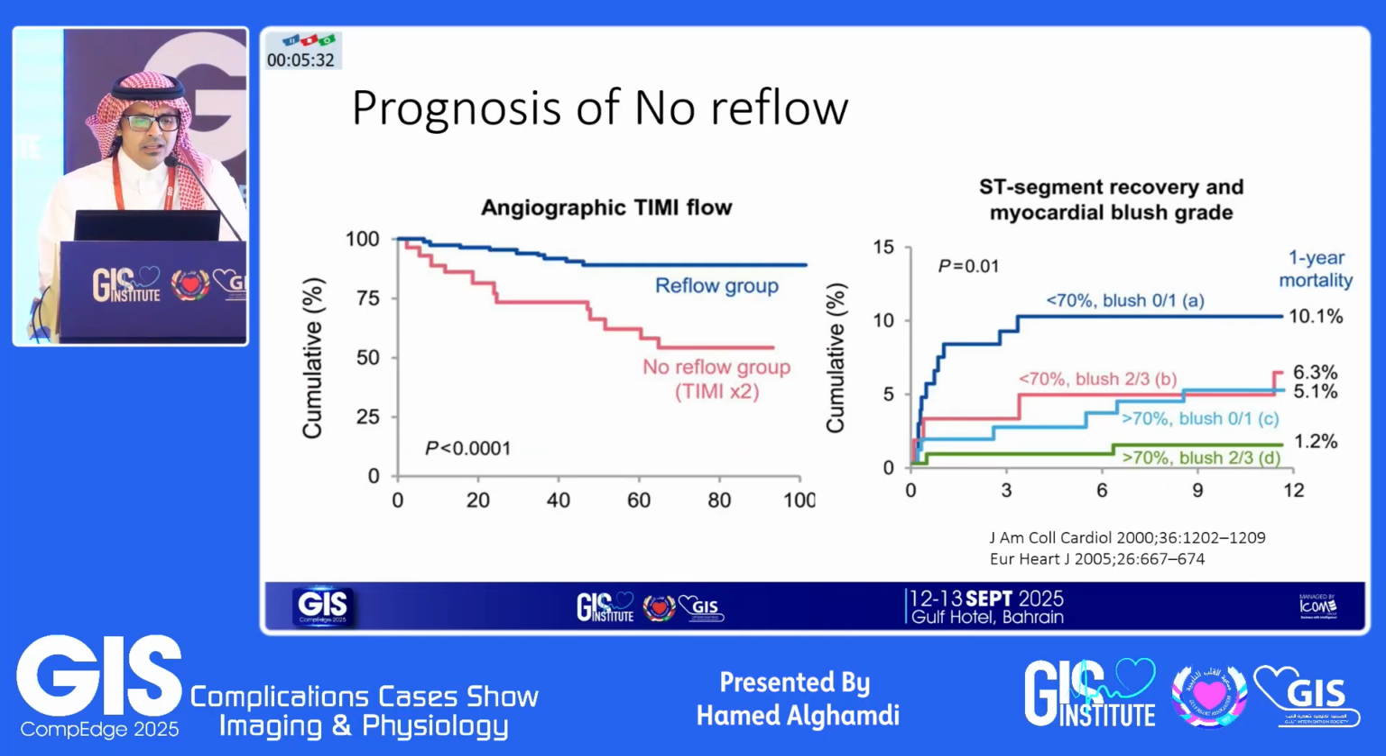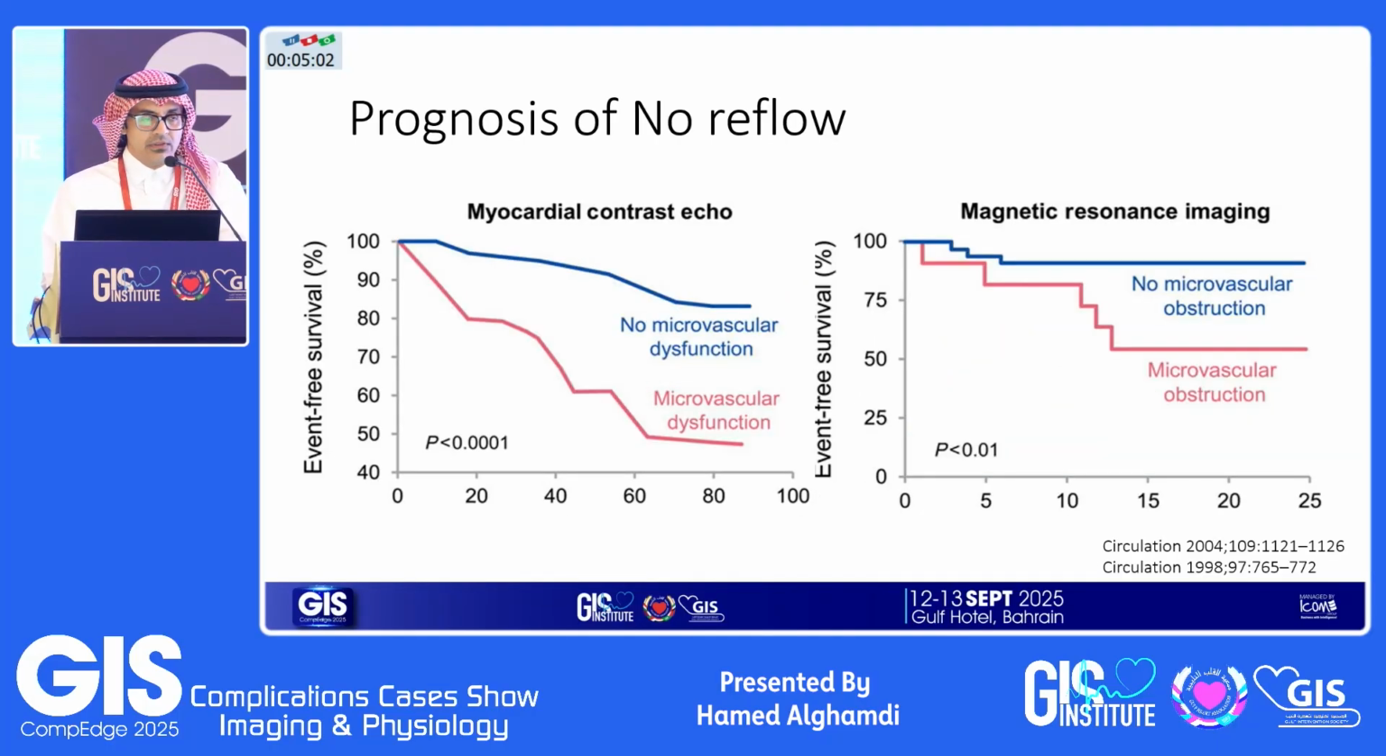So it's nasty. Now, when you look at the prognosis, it's just dire, whether by angiography or ST segment elevation resolution and myocardial blush. Just look at the right side. Patients who had decent ST segment resolution with good blush grade had 1.2% mortality at 12 months, compared to 10% in patients who had poor ST segment resolution and a 0 or 1 blush score. That's conferred by different mortality. So we're dealing with a very dire complication.